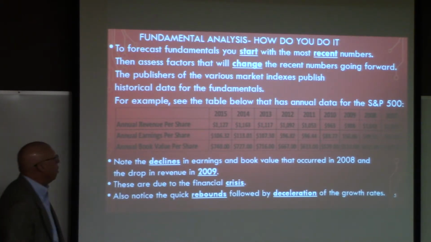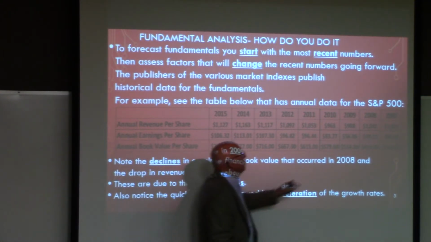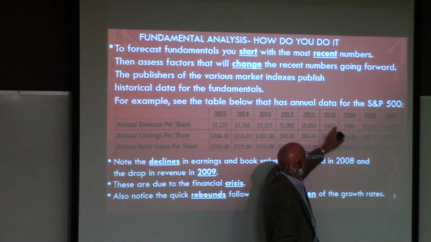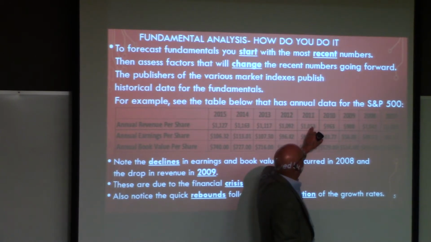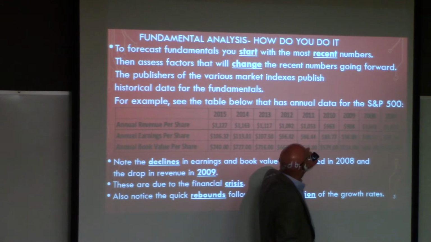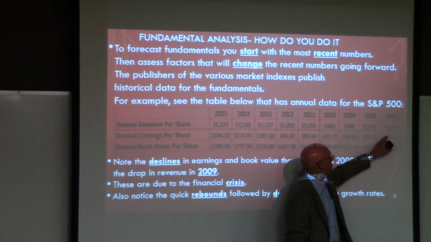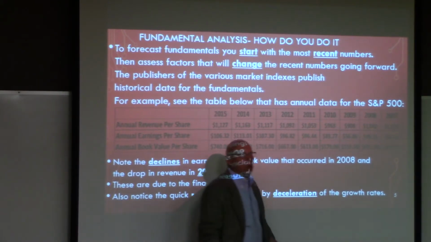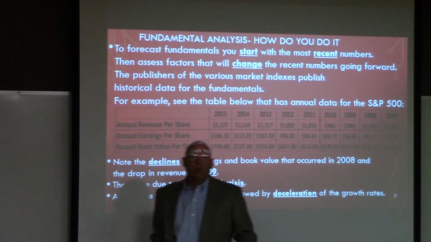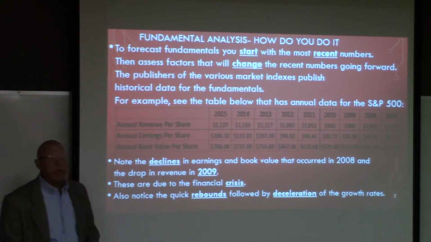All right. Also notice the quick rebounds that happened. So revenues dropped, and then boom, they came right back. And within 4 years, revenues at S&P 500 companies exceeded where they were in 2007, and earnings exceeded where they were in 2007, which was the prior peak. So we had a terrible 2008 to 2009 period, but companies and the markets quickly rebounded.